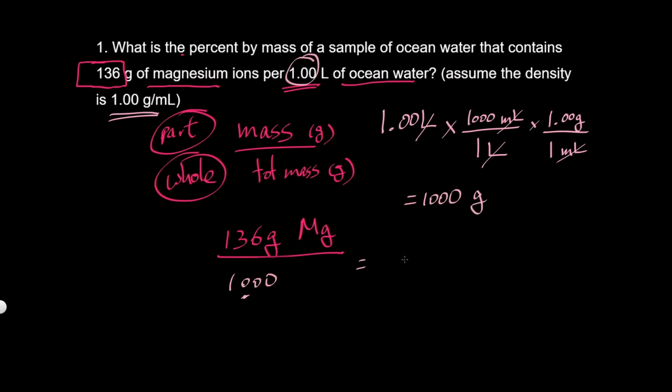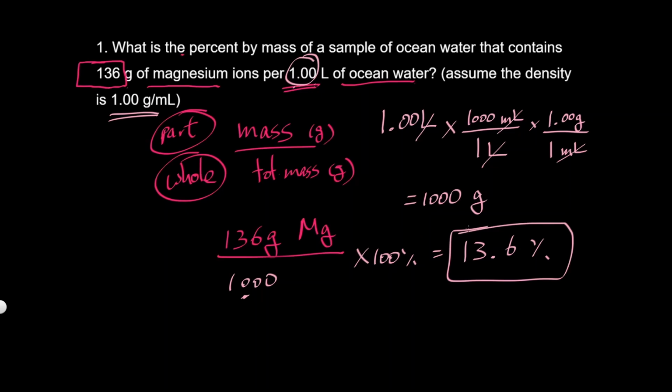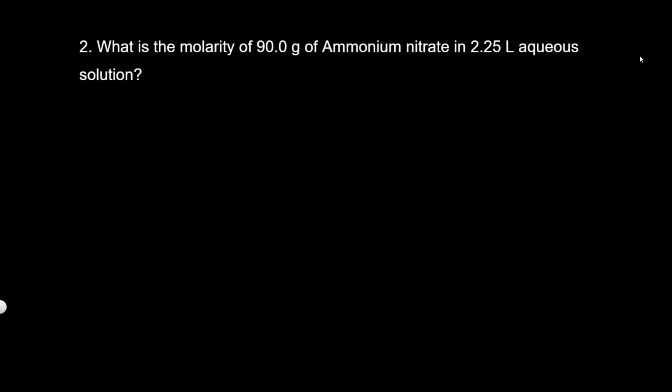That's going to be 1000 grams. And then since it's a percentage, whatever the decimal is, we need to multiply by 100%. That's going to be 13.6%. So this is the answer right there for number one. Let's move on to number two. Number two is pretty simple too.